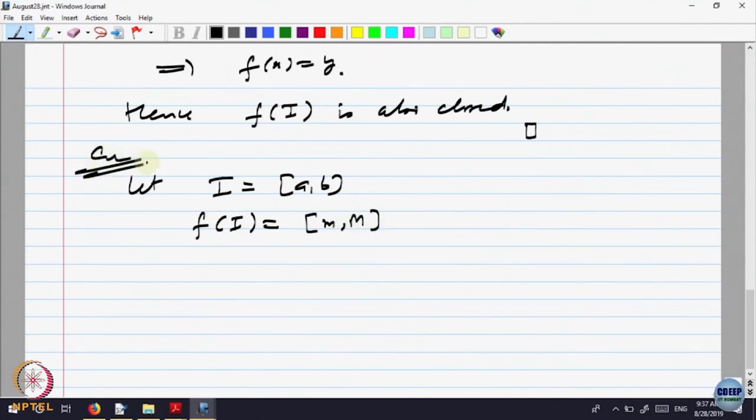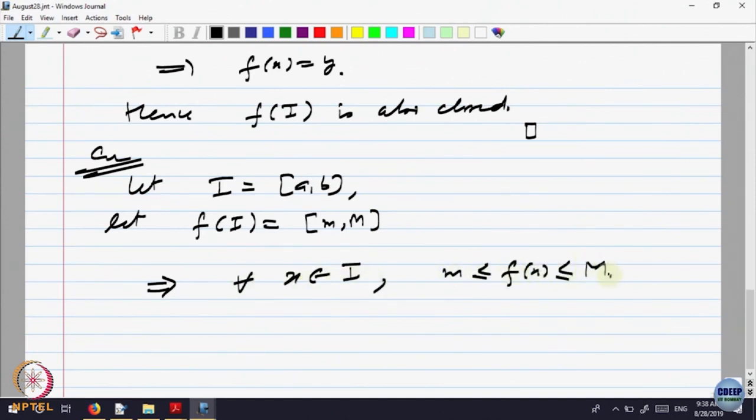So let us write a corollary of the above. What does it imply? What does it mean that the range f of I is the closed bounded interval from small m to capital M? It means that for every x belonging to I, m is less than or equal to f of x, which is less than or equal to capital M. The range is equal to [m, M]. That means small m is the smallest value of the function and capital M is the largest value of the function on the interval [a, b].